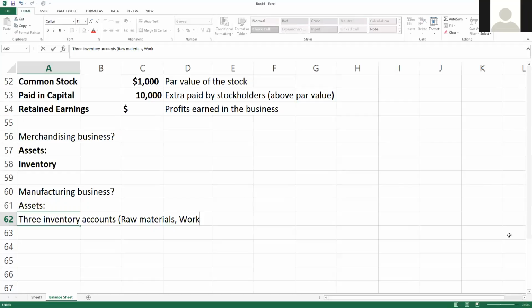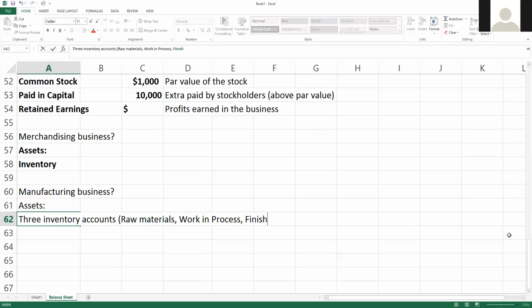Then they have one called work in process. That's just an inventory account to keep track of the stuff that's half done right now. If you went out on the factory floor and saw that one couch that's half done, and you saw the table that they're just starting on, all those things are called work in process. They're items that they're going to sell eventually, but they're not done yet.